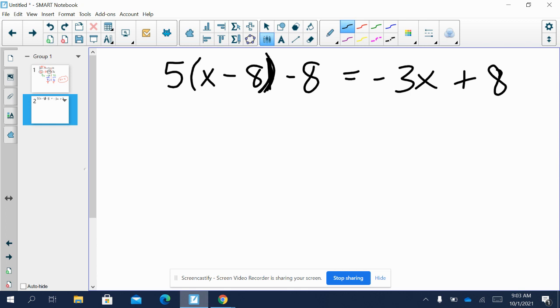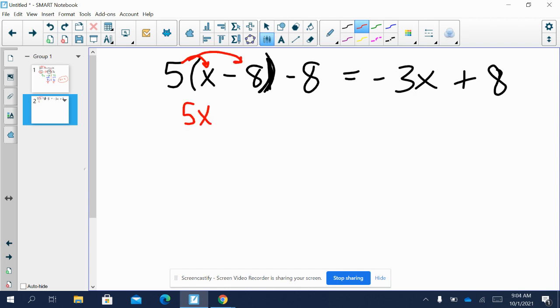Let's look at an equation where we solve an equation with variables on both sides. In this situation, I only see an x, so I know I'm solving for x. So the first thing I'm going to do is simplify if possible. So I will distribute this 5 into the parentheses.